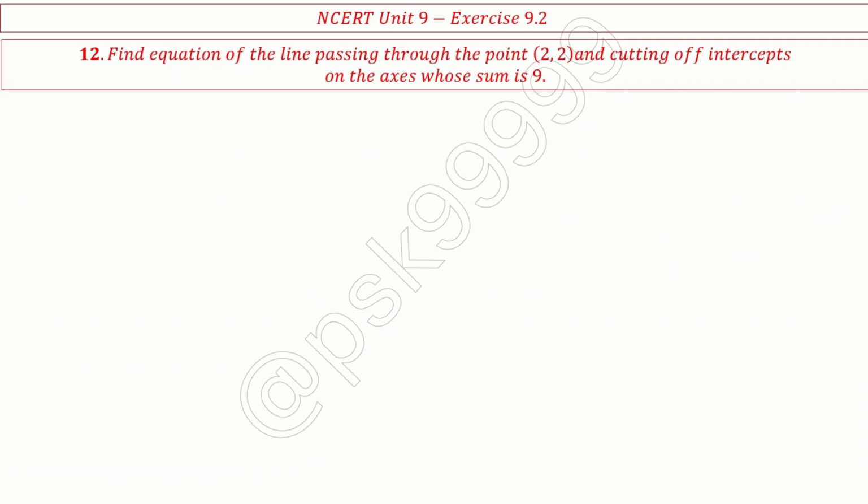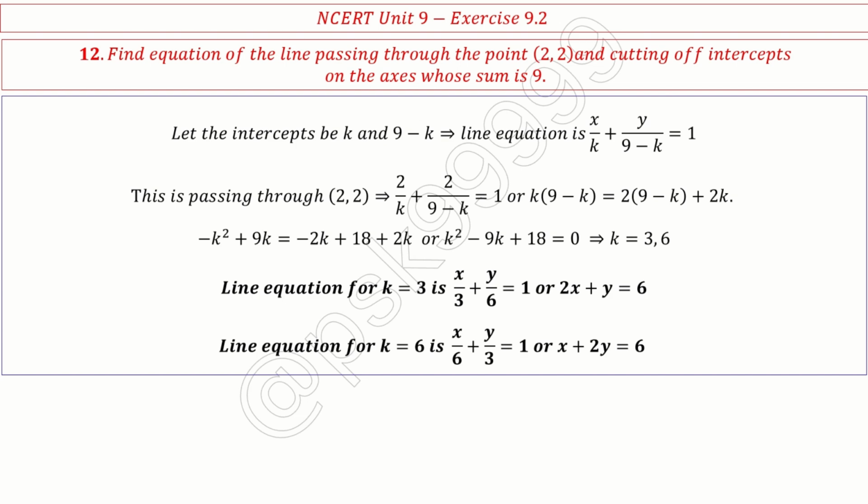Find the equation of a line passing through the point 2 comma 2 and cutting off intercepts on the axes whose sum is 9. So a plus b is given here. If a and b are intercepts on the x and y axes, then a plus b equal to 9. So if I take one intercept as k, then the other one is 9 minus k. Right? So I want to write in a single variable. So the line equation is x by k plus y by (9 minus k) equal to 1. This is passing through 2 comma 2. So I'll substitute 2 comma 2 in place of x comma y. Then I get an equation in k.